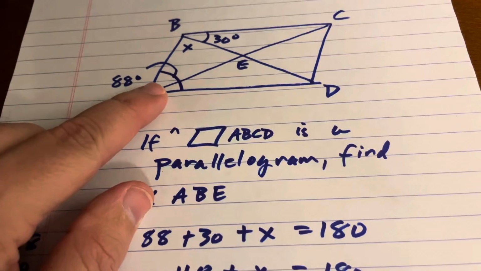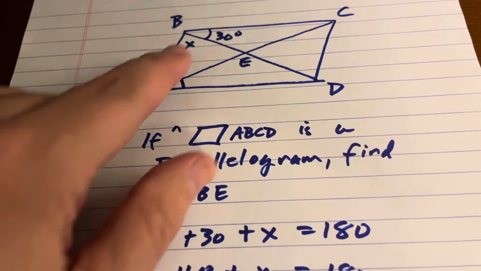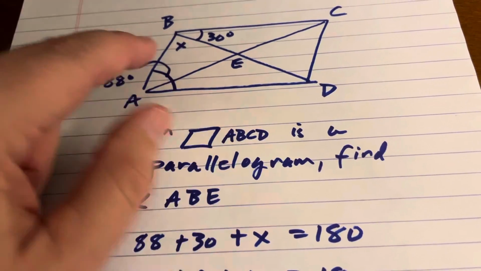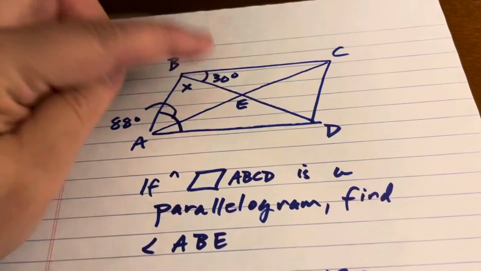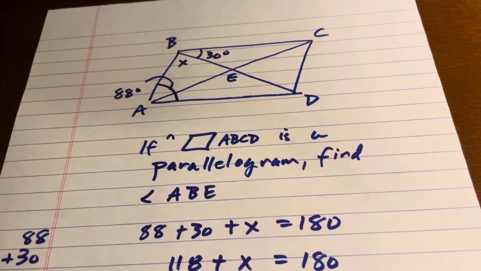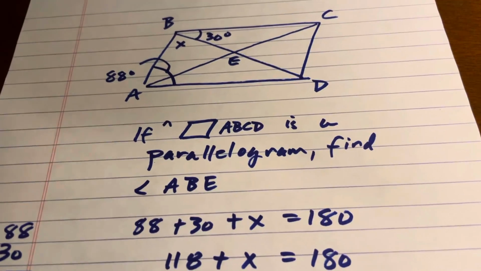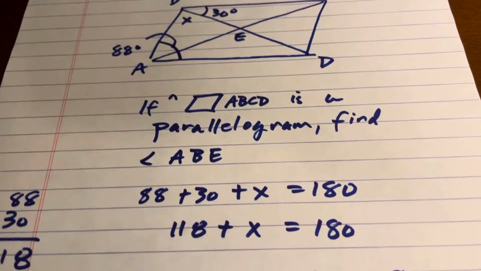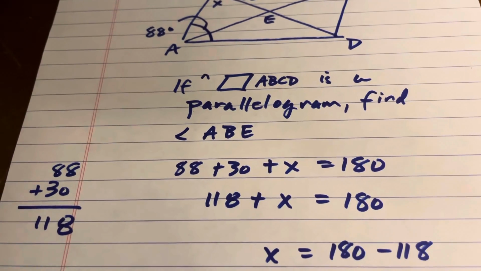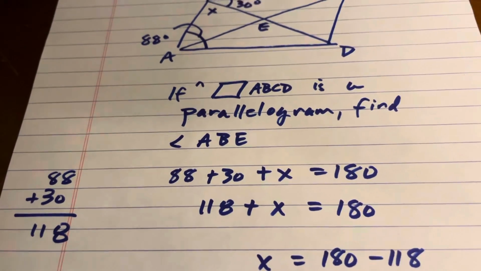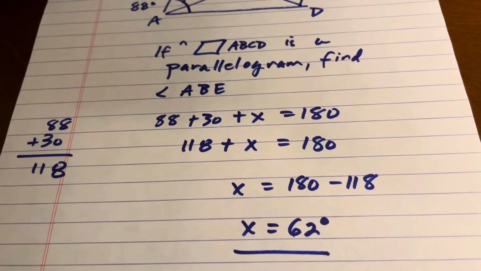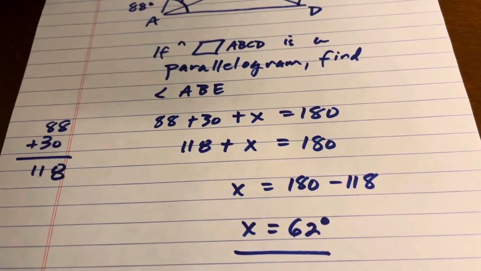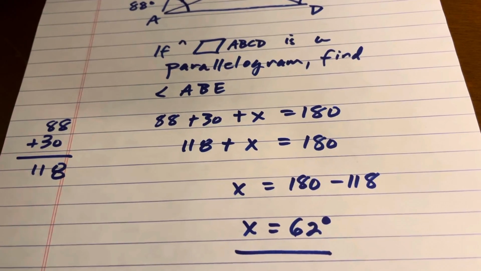So all of angle A is 88 degrees, and we know this little portion up here is 30. So this plus these two have to add together to be 180. So 88 plus 30 plus X is 180. Well, 88 and 30 is 118. So solving for X, we find out that angle X is 62 degrees. So that is the answer to that question.